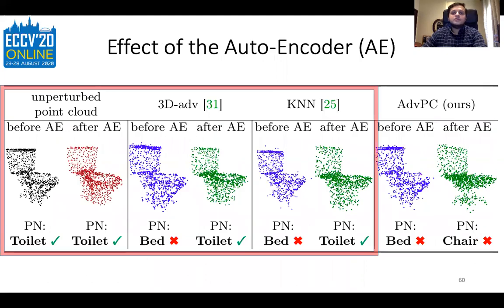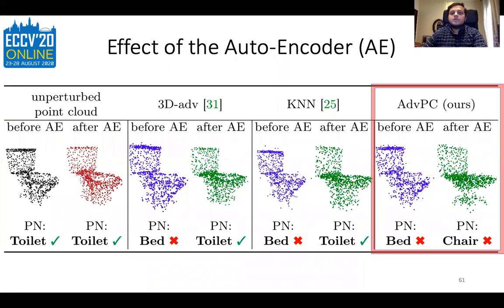Here, we study the effect of the autoencoder. The autoencoder used in AdvPC does not affect the unperturbed point clouds, but cleans the baseline attacks, which means it recovers the correct class label, which is toilet in this case. And hence, the autoencoder is a good defense in itself, which explains the success of our method. On the other hand, the AdvPC attack fooled the classifier before and after the autoencoder. The autoencoder is misled to convert an attacked toilet to a chair instead of recovering the correct shape as with the other attacks.